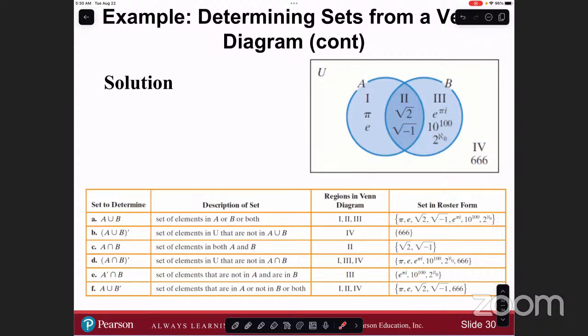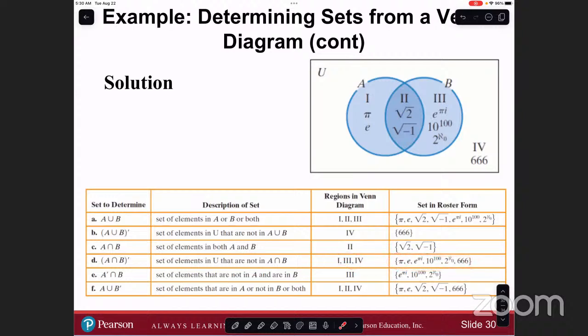A union B complement, it should just be the 666. You see it here. Region 4. A intersection B should just be region 2 here, right? And you can see it here, region 2. A intersection B complement is everything that's in U but outside of 2, right? So it should be regions 1, 3, and 4. You see it here, 1, 3, 4, and then those outcomes.